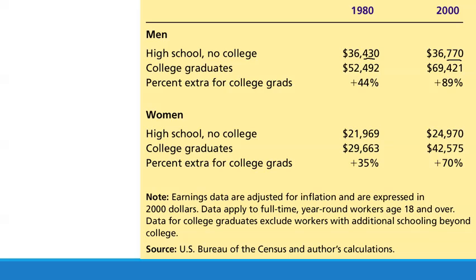And these aren't small numbers. I mean, 89% is a significant difference. There's a massive difference between 36,770 and 69,421. And the other thing you have to understand is there was inflation taking place during this time, so prices were increasing. So the reality is, if we were to sit back and adjust all of these numbers for prices, what we're probably going to see is that in 2000, the value of that wage for high school and no college is probably lower than the value of the 1980 one because of the inflation.